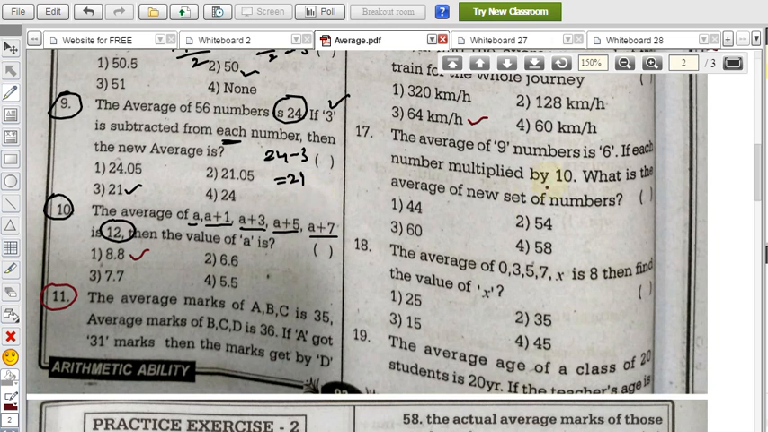Then, the average of 9 numbers is 6. If each number is multiplied by 10, then what is the average of the new set of numbers? Average of 9 numbers is 6. Every number is multiplied by 10, which means the average also should be multiplied by 10. So that is 6 into 10, 60. Okay, directly you can take it like this.